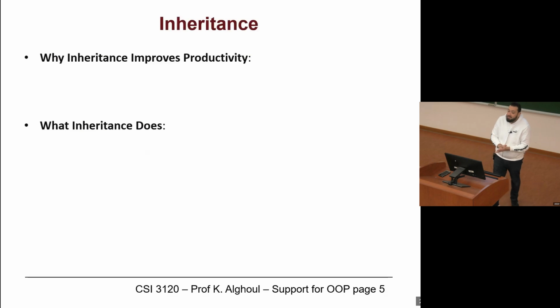So why does inheritance improve productivity? We're going to start first with inheritance. Why does inheritance improve productivity? I want to connect this with ADT, because someone is going to say, okay, we already took ADTs in chapter 11, and we saw the power and the benefit of ADTs. Why do I even need to learn about this? Because inheritance improves ADTs. How?